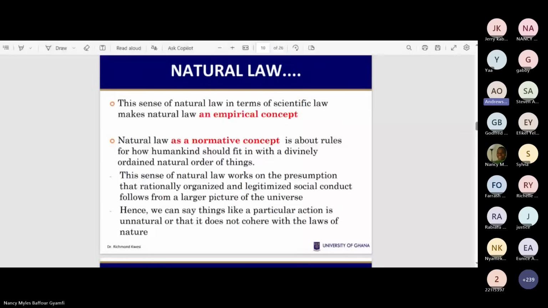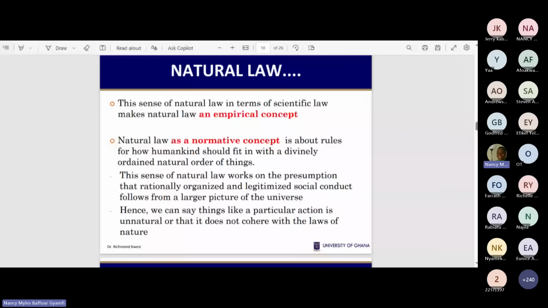This sense of natural law in terms of scientific law makes natural law an empirical concept. Natural law as a normative concept is about rules for how humankind should fit in with a divinely ordained natural order of things. This sense of natural law works on the presumption that rationally organized and legitimized social conduct follows from a larger picture of the universe. Hence, we can say things like a particular action is unnatural or that it does not cohere with the laws of nature.